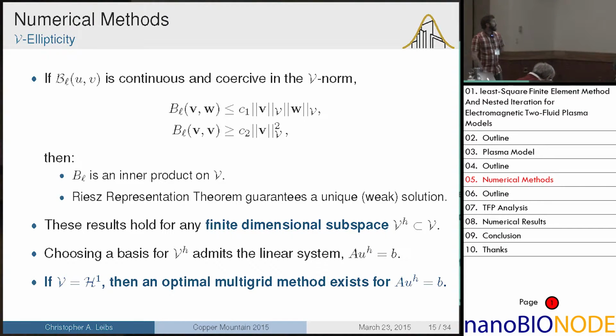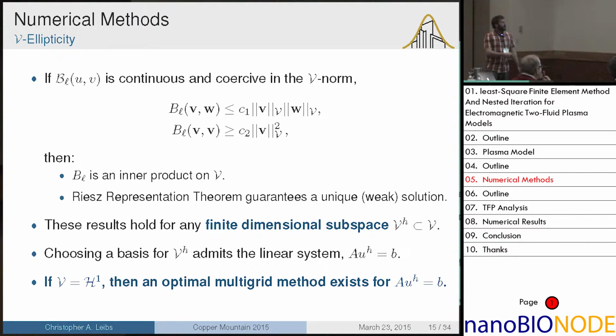So this bilinear form, script B, I'm calling it L here for each Newton linearization, is, if it's continuous, meaning bounded above by these V norms, and coercive, bounded below by this V norm, then we know B is going to be an inner product on that space V. And the Riesz representation theorem nicely gives us that we have a unique solution. That's one of the properties here.